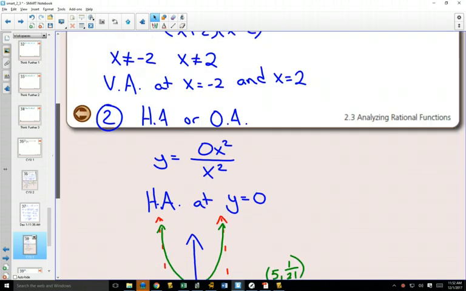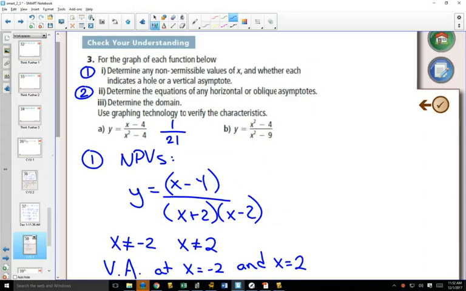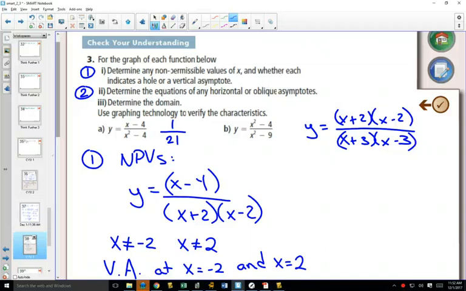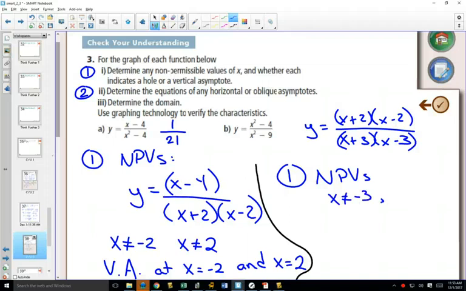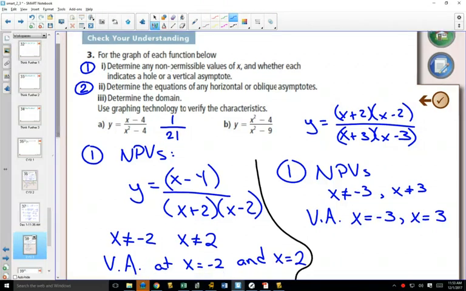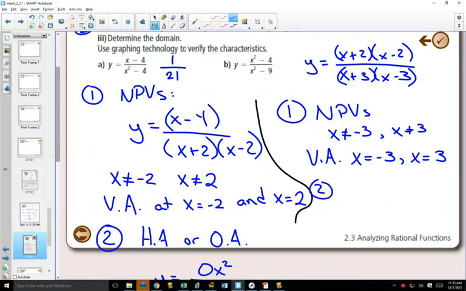Okay, let's look at B. If we factor this one, we have x plus 2, x minus 2, over x plus 3, x minus 3. Part 1, always looking at your non-permissible values first. Our non-permissible values, x can't equal negative 3, x can't equal 3. Are those going to be holes or vertical asymptotes? Vertical asymptotes, since nothing's simplified, so we'll have a vertical asymptote at x equals negative 3 and 1 at x equals 3.